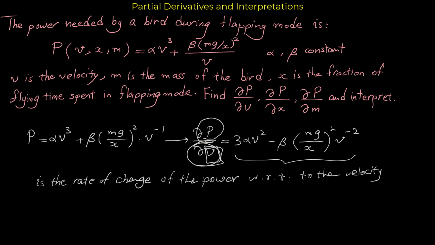So finally, let's summarize the interpretation. This derivative shows the rate of change of power with respect to velocity. Because power is in the top, the derivative always shows the rate of change of the function with respect to the variable. The function is the one that is in the top, the variable is the one that is in the denominator. So this is the interpretation. Let's find the other partial derivative.